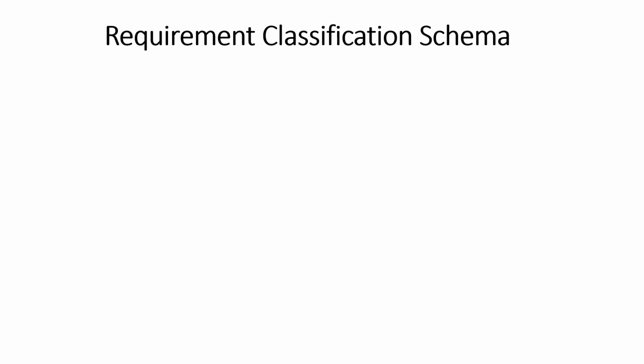So this video is about Requirement Classification Schema, which is part of Chapter 2 in IIBA's Business Analysis Body of Knowledge. It's a very interesting concept because it helps you to visualize how gradually the requirement takes various forms and shapes, and also helps you to position yourself as a BA in each stage.